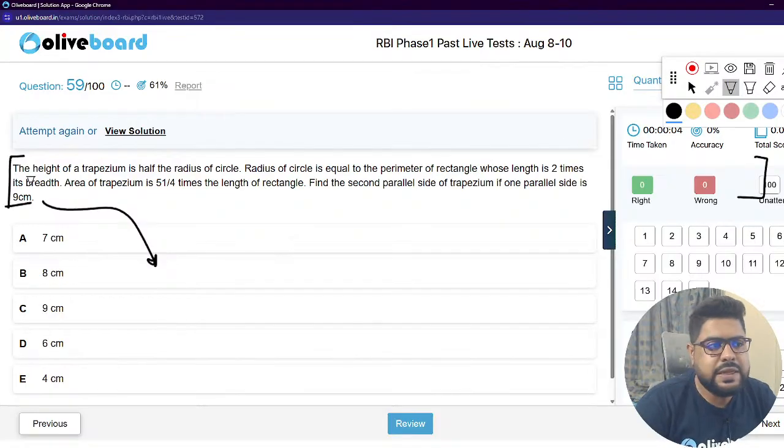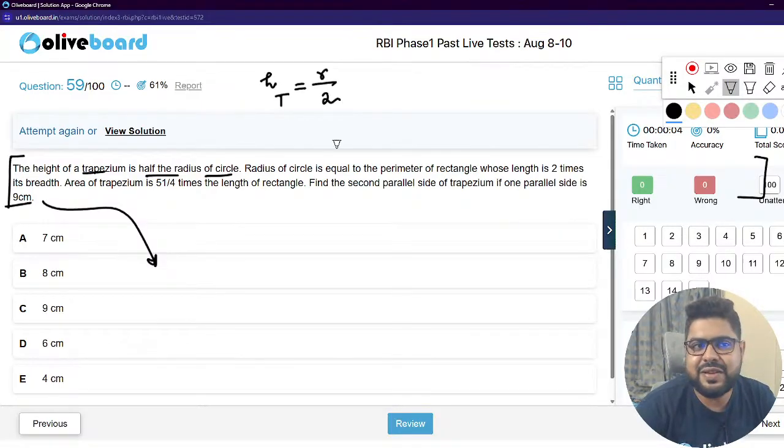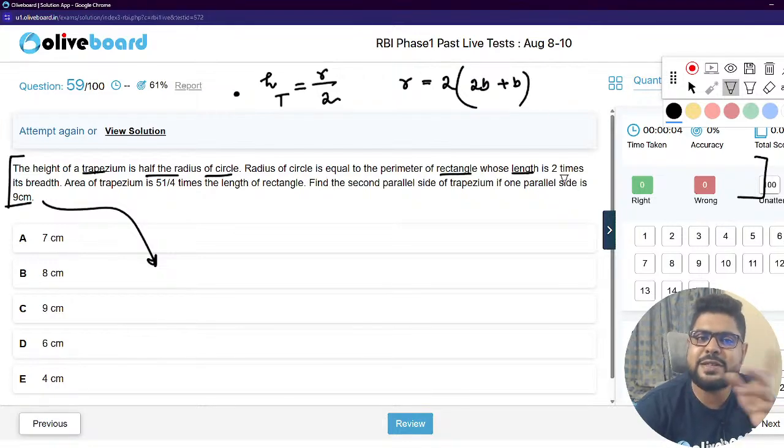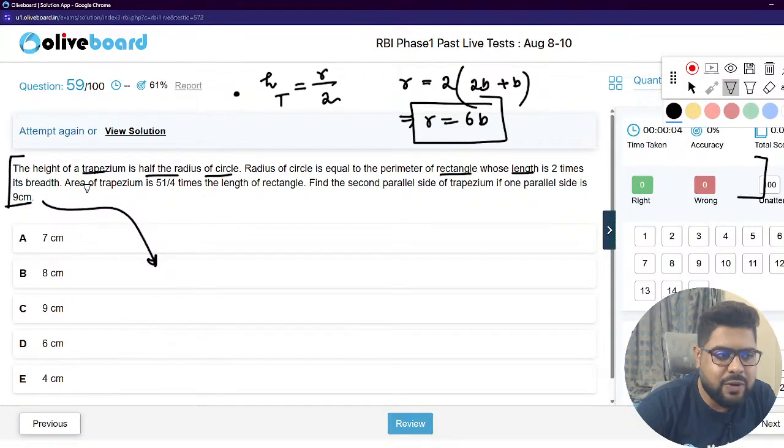Height of a trapezium is half the radius of a circle. I'll keep on writing all this. Radius of the circle is equal to the perimeter of the rectangle, 2 into L plus B, whose length is 2 times the breadth. So length is 2B, B is the breadth. 2B plus B, that means R equals 3B plus 3B, that is 6B. Keep this in mind.